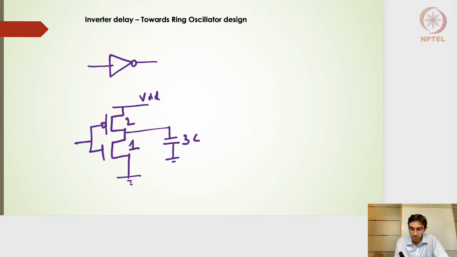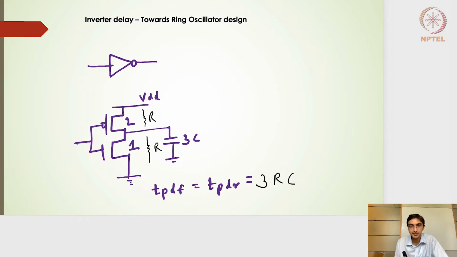All right. So the overall delay, whether it is the propagation delay falling or the propagation delay rising, will be the switching resistance of R, the switching resistance of R here, so it will be nothing but 3R into C.